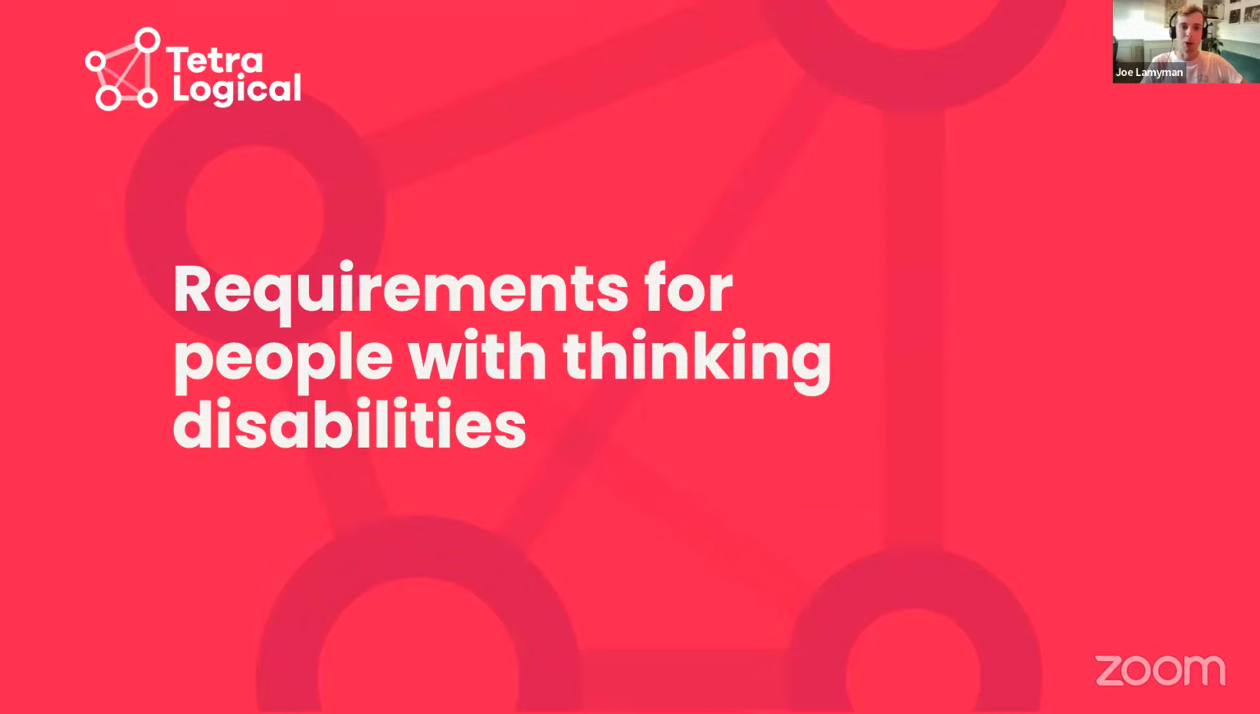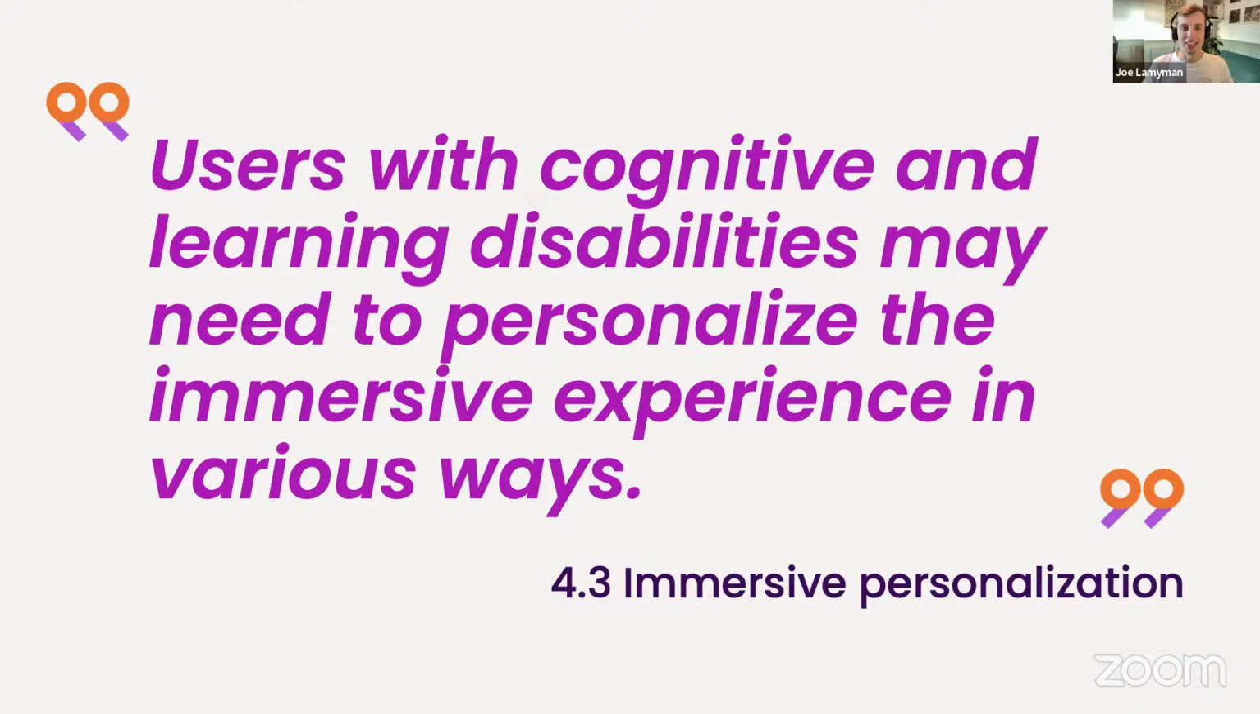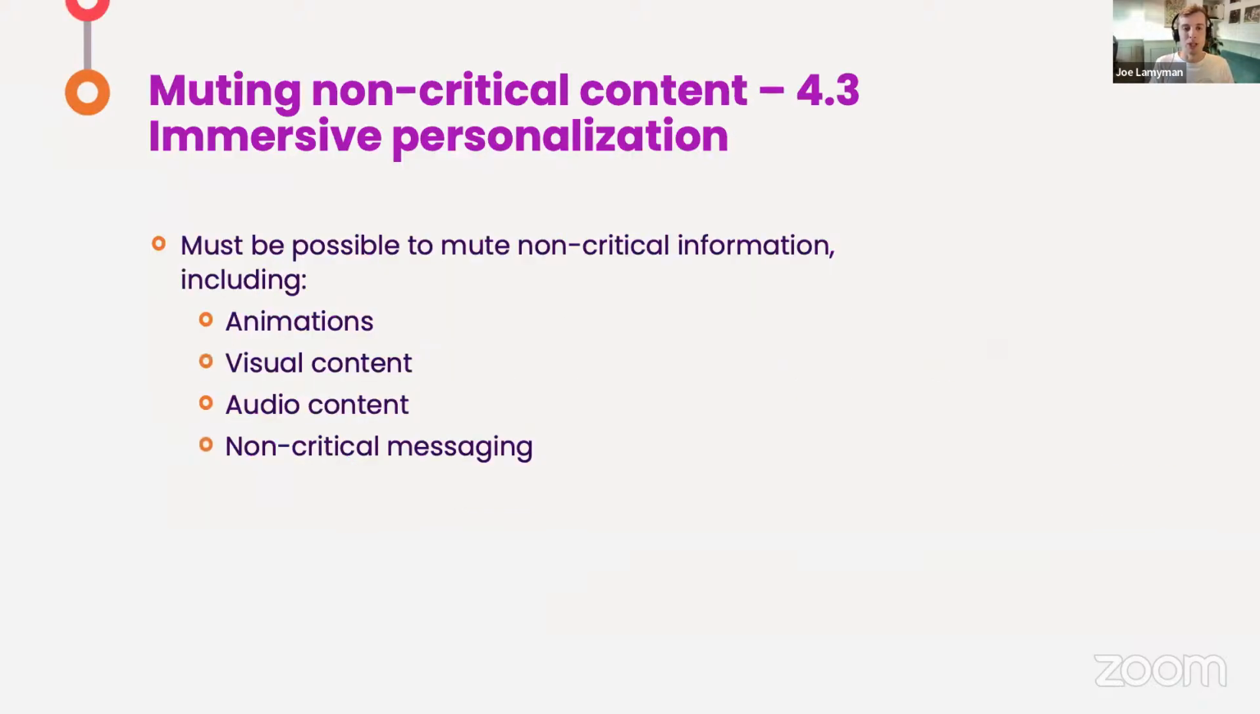We're going to move on to some requirements for people with thinking disabilities. This user need on screen states that users with cognitive and learning disabilities may need to personalize the immersive experience in various ways. And it breaks down into a requirement which is about muting non-critical content. It states that it must be possible to mute non-critical information like animations, visual content, audio content, and non-critical messaging.